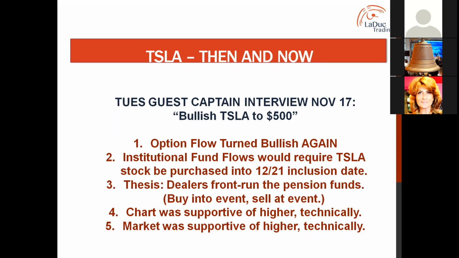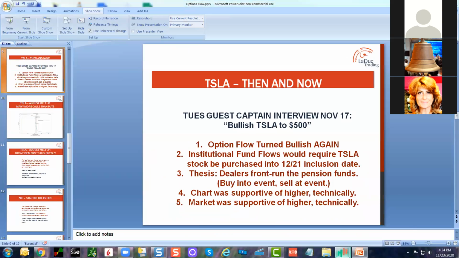So anyway, the option flow had turned bullish. The institutional fund flows would definitely require Tesla be purchased. Dealers, I thought, would need to front run, which means they're buying the stock. The chart was supportive of higher technically. The market was supportive of higher technically. And Tesla is now, hold on, where am I? Not even 1 week later, I mean, literally, it's 521.5 is where it closed. So the big move has continued.